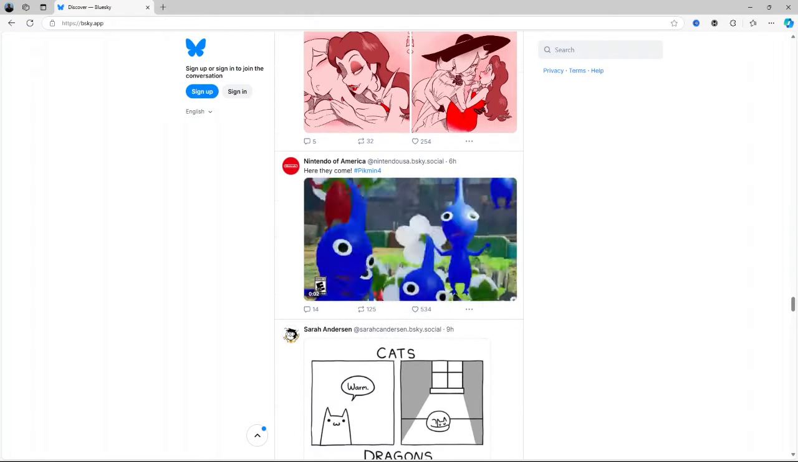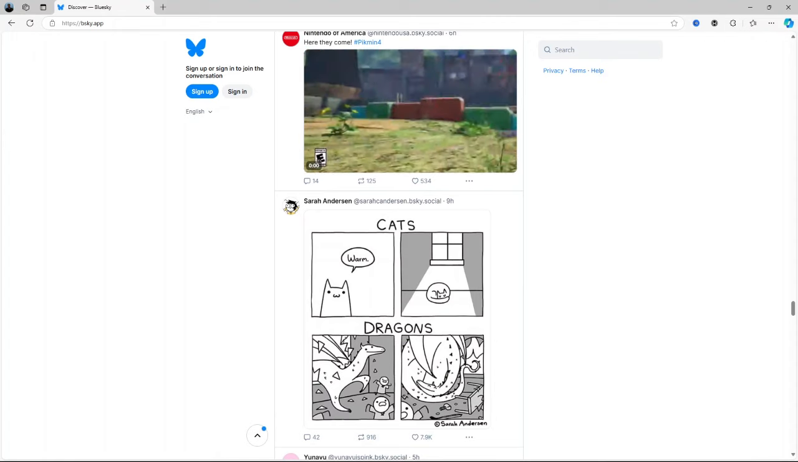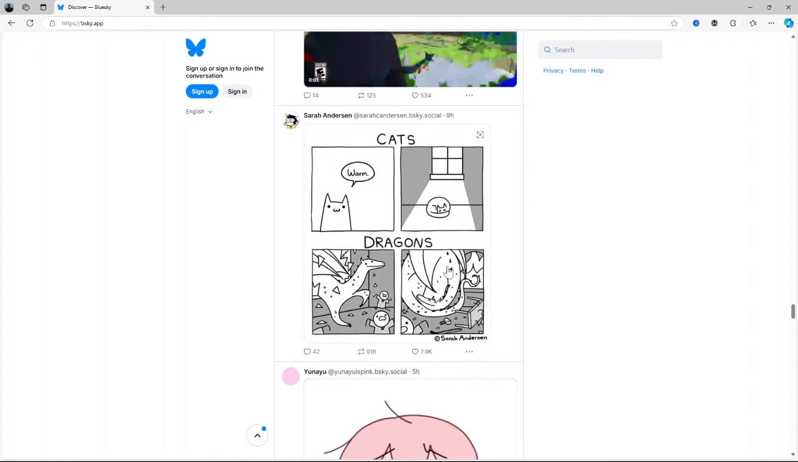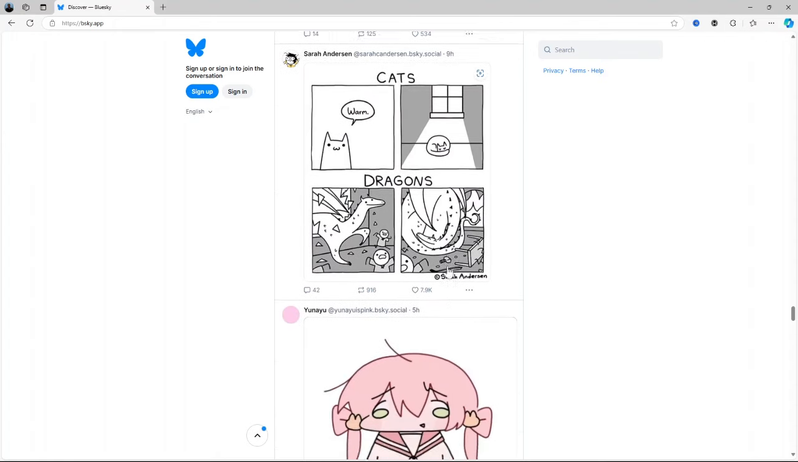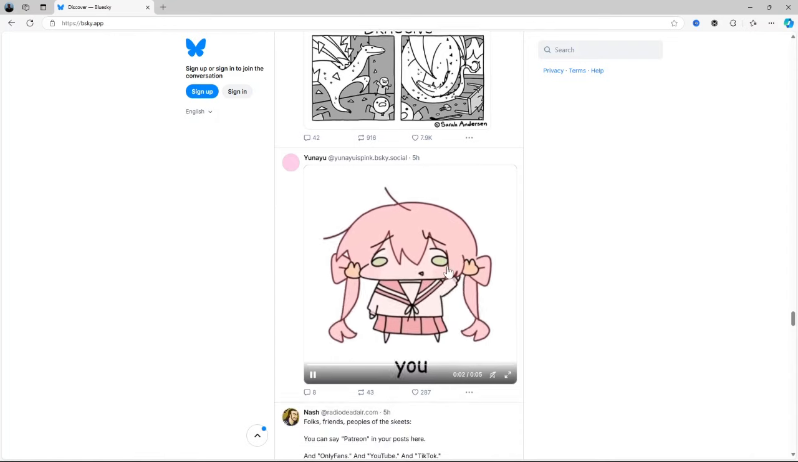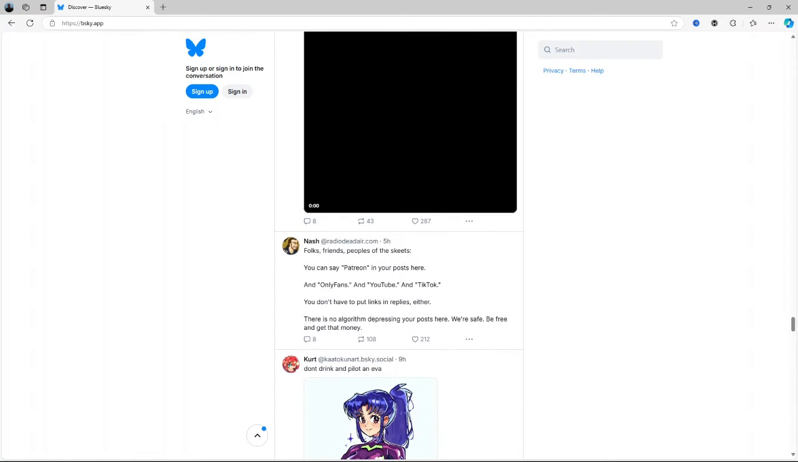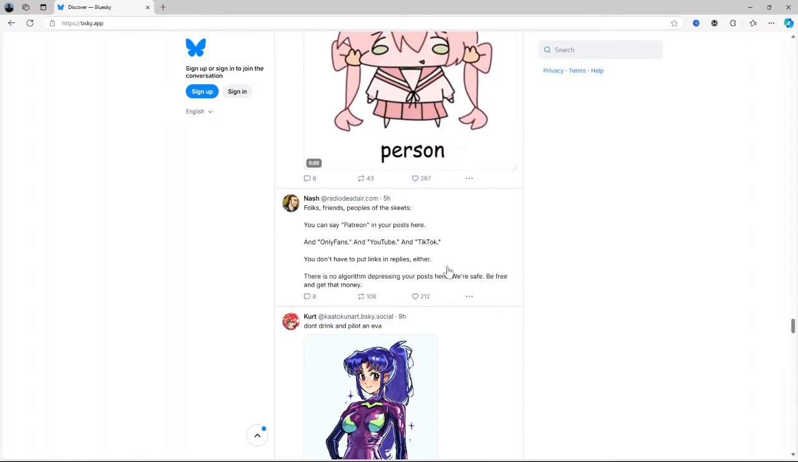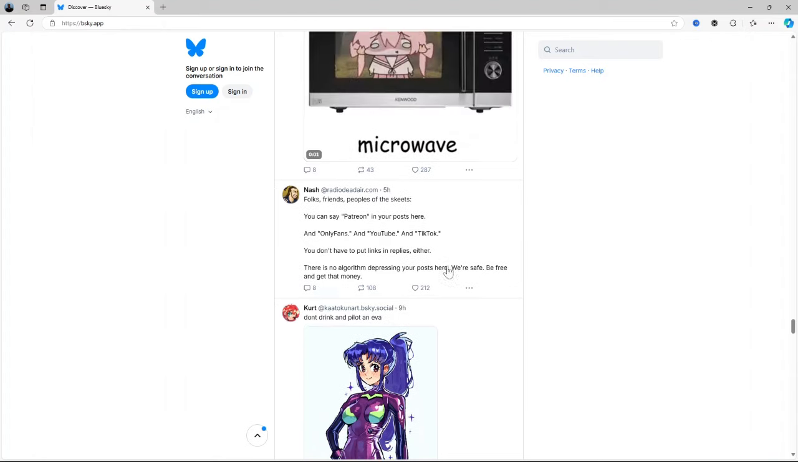Algorithmic freedom. The ability to customize your feed is a game changer for people tired of traditional social media algorithms. Ad-free. No ads popping up everywhere. Bluesky gives you an uninterrupted experience.